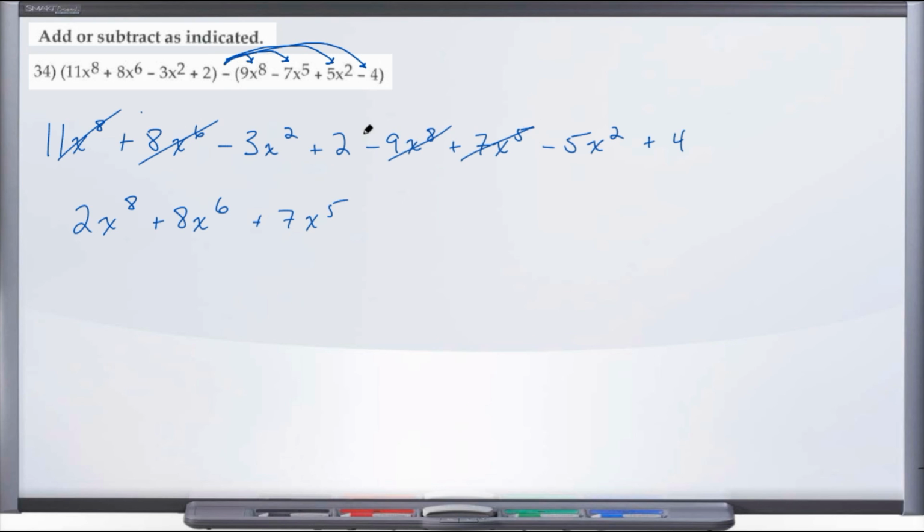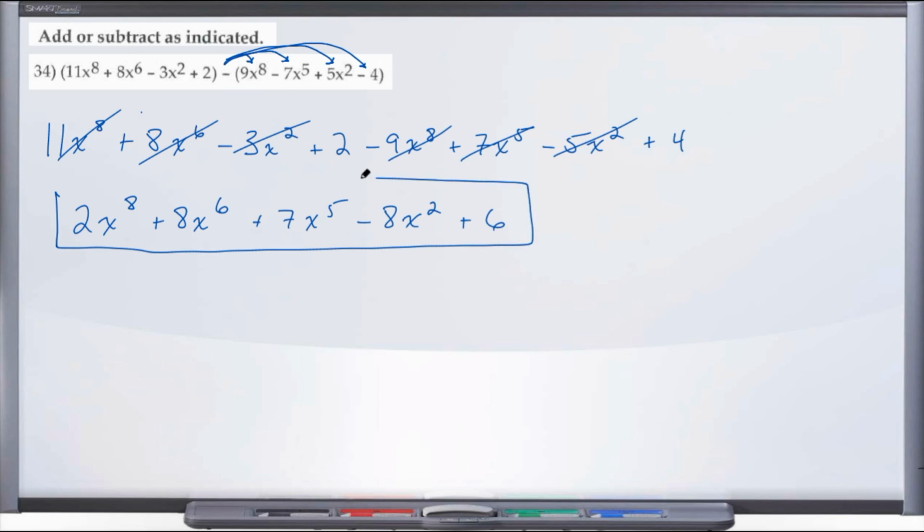From our 5, it looks like the next will be a 2, but I do see two terms that have a power of 2. So we have negative 3x squared minus 5x squared. It's going to give us negative 8x squared. And lastly, we have a 2 and a 4. Add those together, we get 6. And there we have our final answer, the expression 2x to the 8th plus 8x to the 6th plus 7x to the 5th minus 8x squared plus 6.